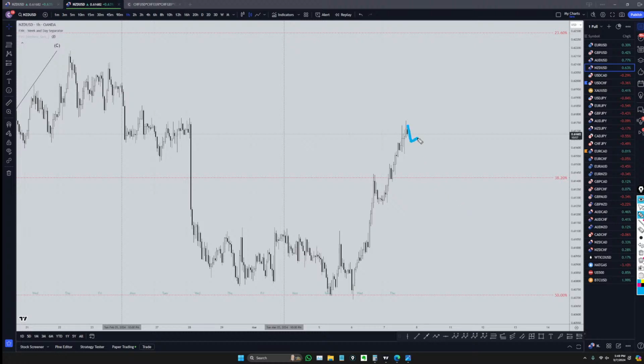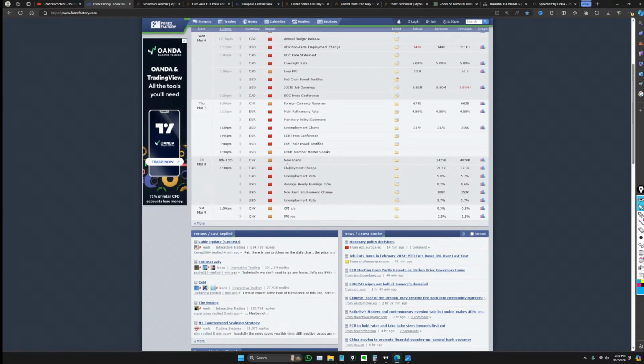So I think there's a very good likelihood this is going to go down, but I think it's going to be a correction to the move up. It's going to be very interesting what happens in non-farm payroll tomorrow. Tomorrow is non-farm payroll, so it's going to be very, very interesting to see how that turns out.